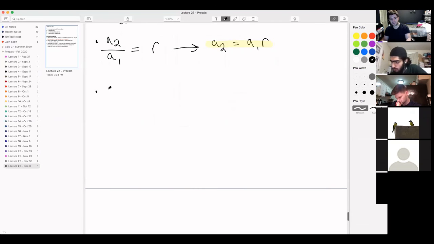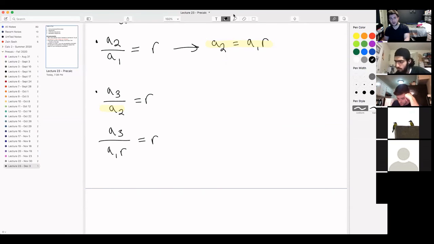Okay, now let's do the same thing with A sub 3 divided by A sub 2. Since I'm dividing two consecutive terms, this A sub 3 divided by A sub 2 is definitely R. But I have a formula already for A sub 2. It's this highlighted guy, so I plug that in. So this is A sub 3 divided by A1 times R is equal to R. All right, so I plugged in the formula for A sub 2. Now solve this for A3, you get that this is equal to A1 times R squared.